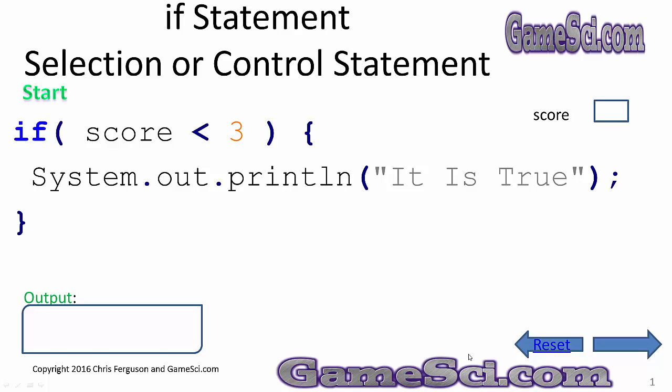If something is true, I'm going to execute some code. And when it's false, I will skip that code. The best way to explain it is to illustrate it. So let's trace this programming code example.